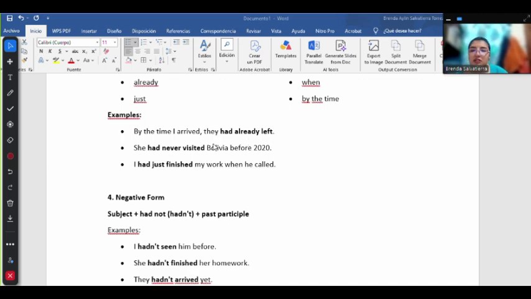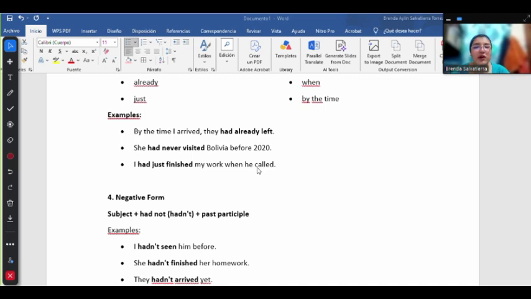Okay, she had never visited Bolivia before 2020. Okay, let's suppose we are in 2026. So in 2020, which is in the past, she had never visited Bolivia. Before 2020, she had never visited Bolivia.